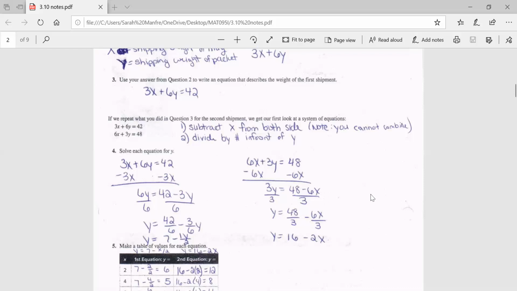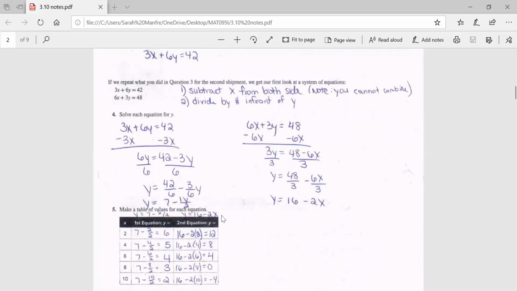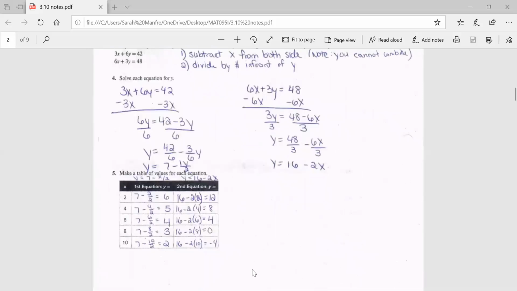Okay, and again, if you're struggling with this, take a look back at 3.3 on literal equations, and there's a bunch of extra practice in that section on Blackboard that you can work on. And then it says to make a table of values for each equation.